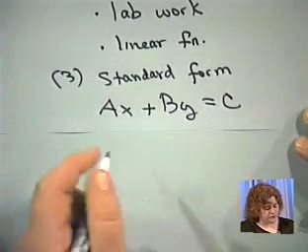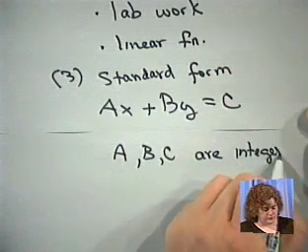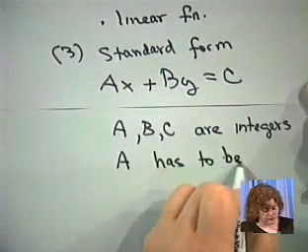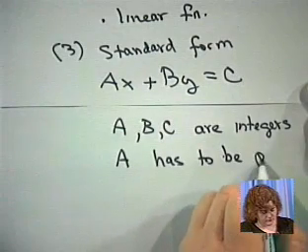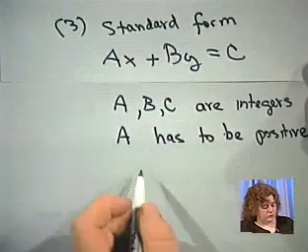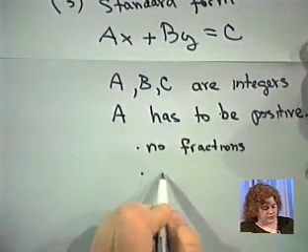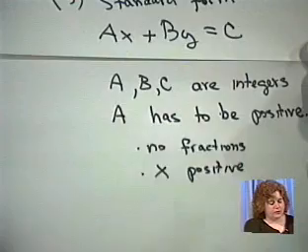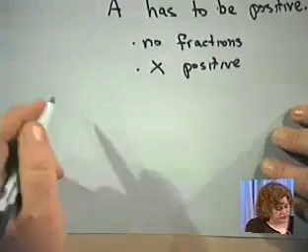For the purposes of this lecture, the a, the b, and the c are integers. On top of that, the a has to be positive, if you've got one. You may or may not actually have this term with x in it. So what that means is no fractions, and make sure whatever's in front of x is positive. It's another way of writing it. The way we get there, like I said, is rearranging another form. So let's look at an example.